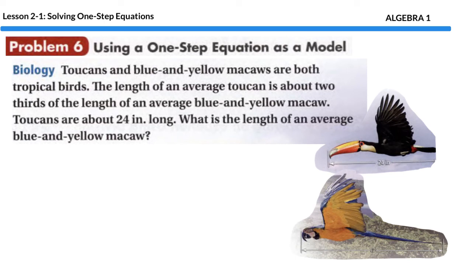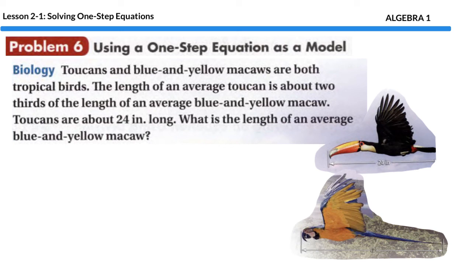Now let's look at applying one-step equations into science. Toucans and blue and yellow macaws are both tropical birds. These are toucans and these are the blue and yellow macaws. The length of an average toucan is about 2/3 of the length of an average blue and yellow macaw. So what is the length of an average toucan? It's about 2/3 of the macaws. Toucans are about 24 inches long. What is the length of an average blue and yellow macaw? How would you go about doing this?